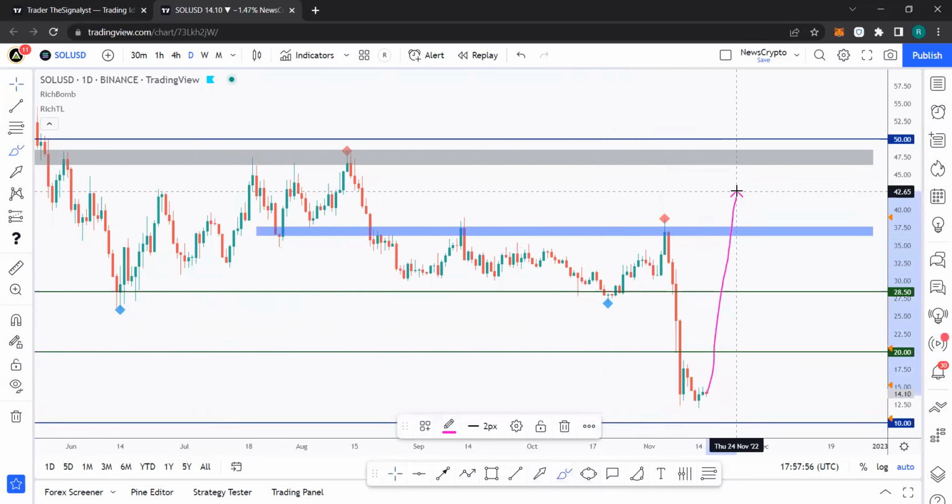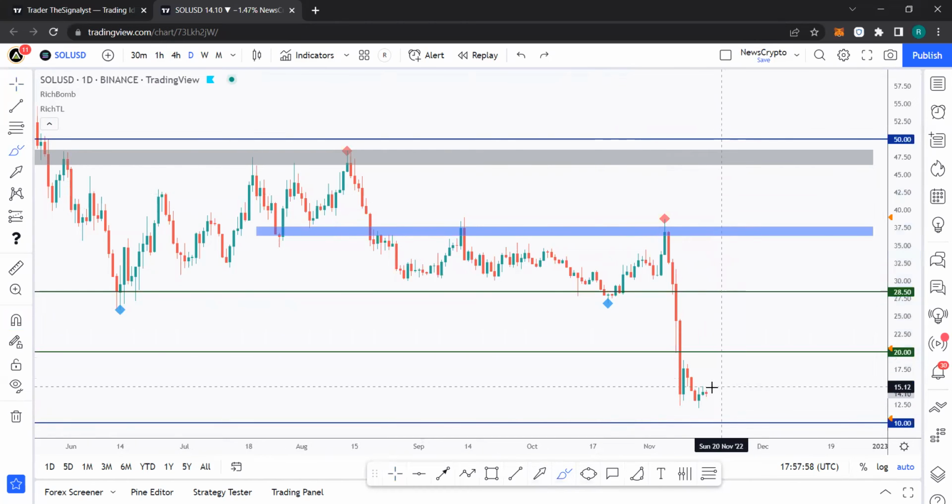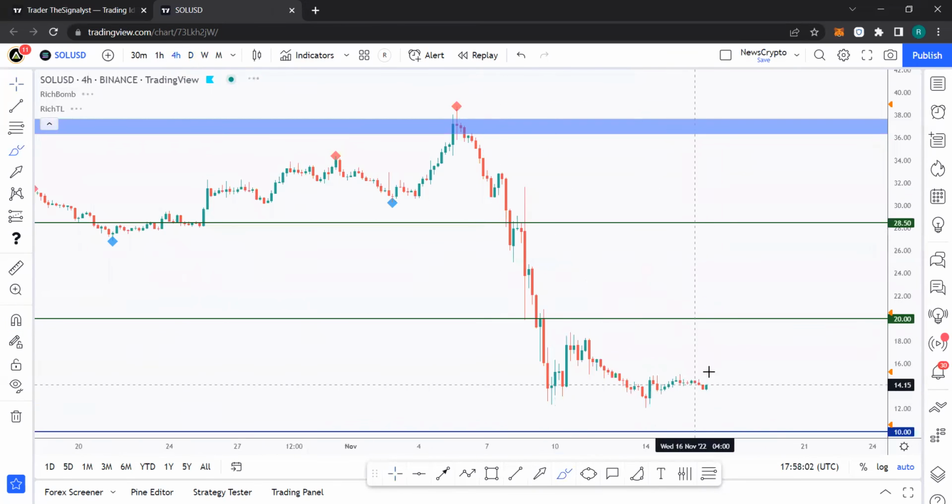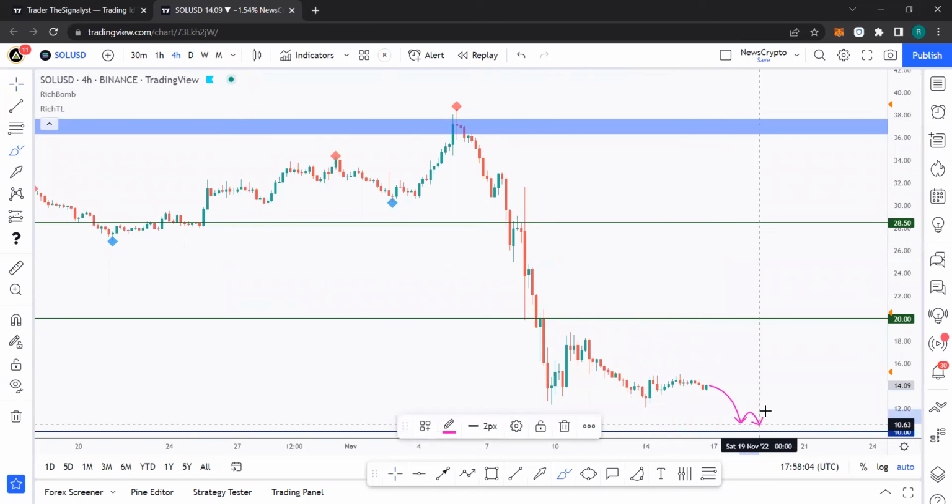We need to see a break above this, okay? But first, we need to see a break back above the 20. And meanwhile, I have the 10 as the round number in case we drop lower. I'll be looking also for a buy around the 10.